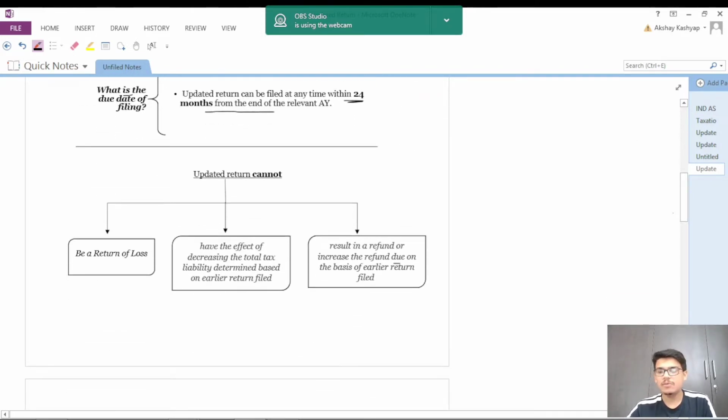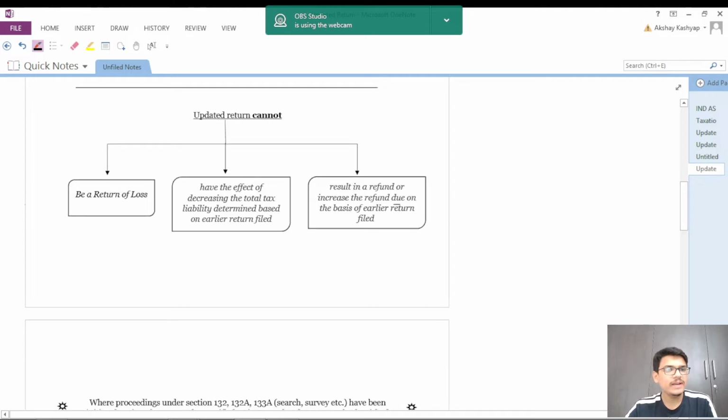Now let us look at some of the exceptions where an updated return cannot be filed. An updated return cannot be filed if it is a return of loss. So if you're filing a return and that is a return of loss, you cannot file an updated return. Also, an updated return cannot be filed if it has the effect of decreasing the total tax liability determined as per the earlier return filed. So if you filed an earlier return and now you're filing an updated return by reducing your tax liability compared to your earlier return, such a return cannot be filed.